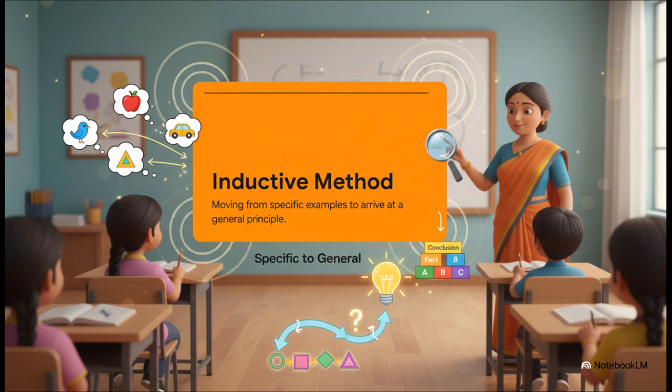Listen closely here, because the concepts we build right now are going to serve as the absolute bedrock for everything you do in your technical classrooms moving forward. So, what exactly is the inductive method? Well, it's a teaching method where you, the educator, start with specific facts, examples, or observations, and you gently lead your students to arrive at a general principle or conclusion. Our core mantra here is, from specific to general. I really want you to drill that golden rule into your minds right now. Specific to general. That is the engine driving this entire philosophy.